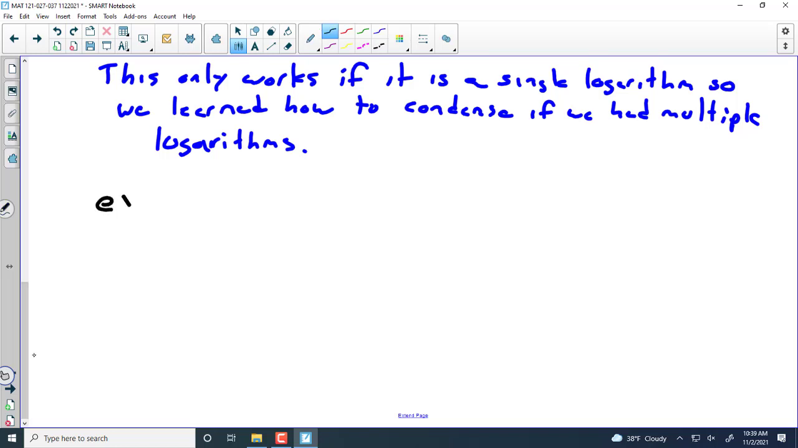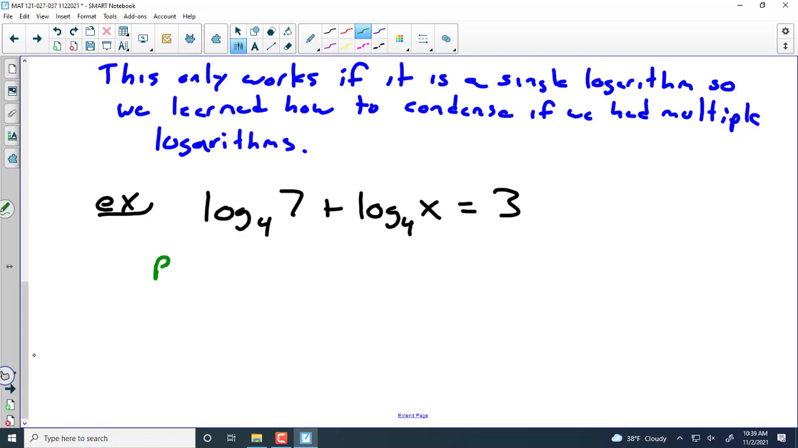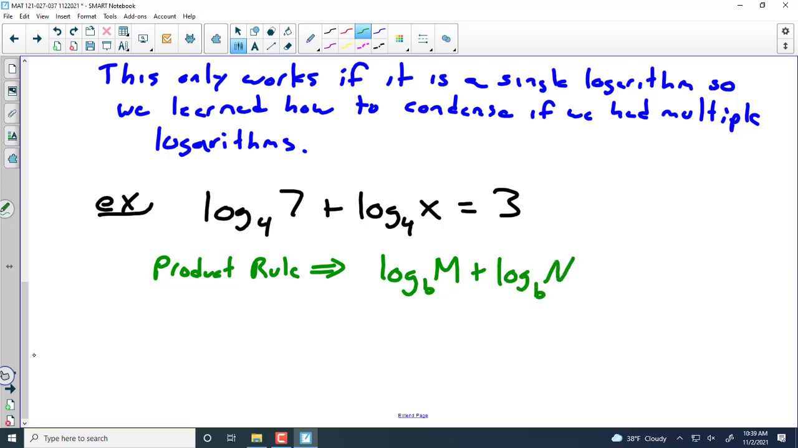So if instead of that problem up there, they gave me something like this, before I could solve for x, before I could rewrite this in exponential form, I had to rewrite the left-hand side by condensing it into a single logarithm. So we learned the product rule last time, and the product rule told us that if you have log base b of m plus log base b of n, you could rewrite that as log base b of m times n. That was the product rule.